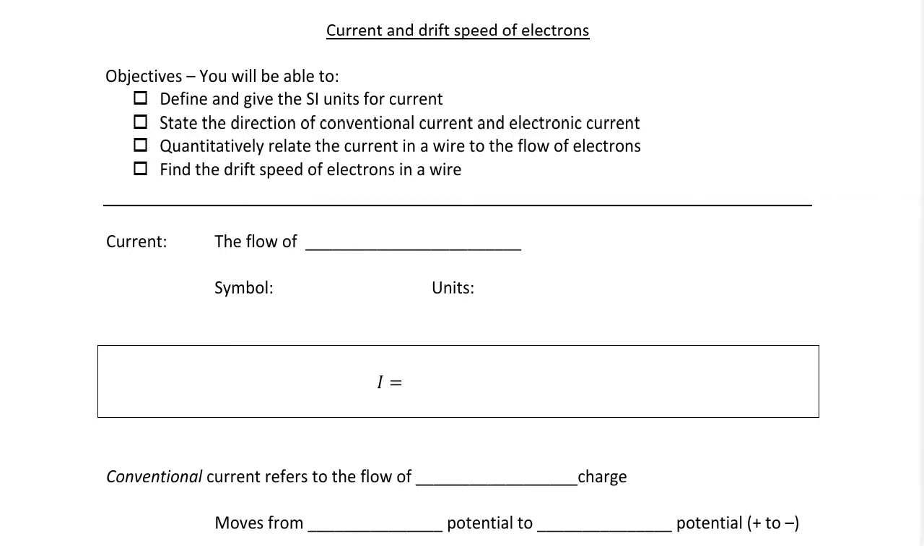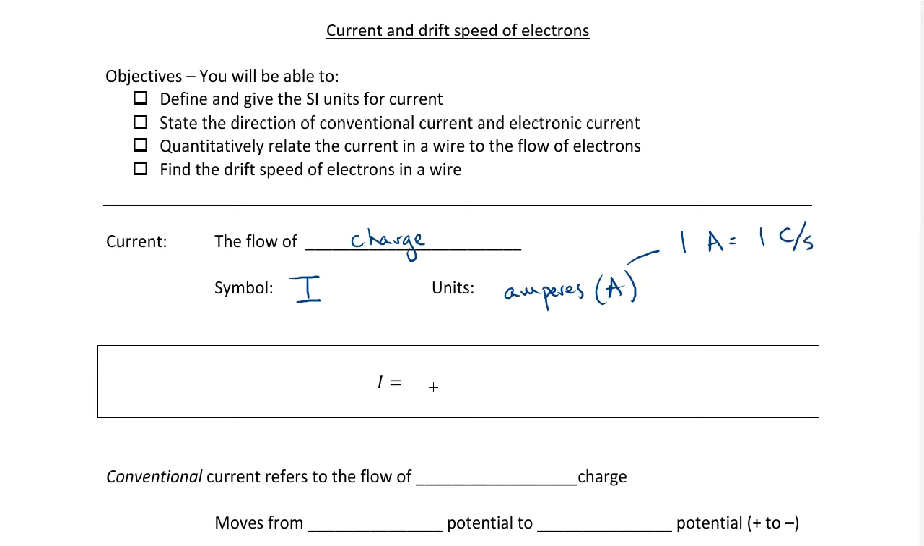In this lesson, we introduce the concept of current and discuss the drift speed of electrons. Here are your objectives. First, current is defined as the flow of charge, and it's given the symbol I, and its units are amperes, and amperes are given the symbol A. 1 ampere is defined as 1 coulomb of charge passing a given point per second.